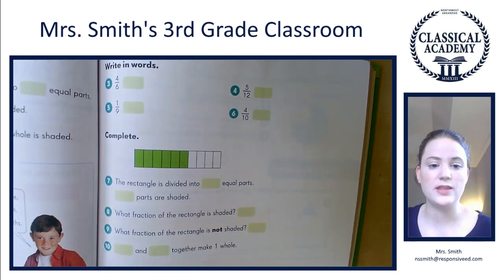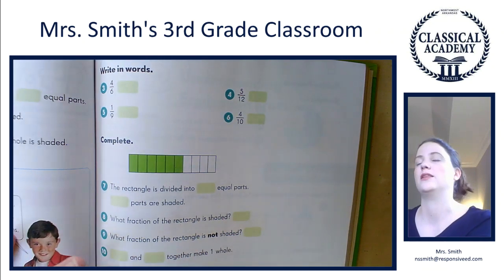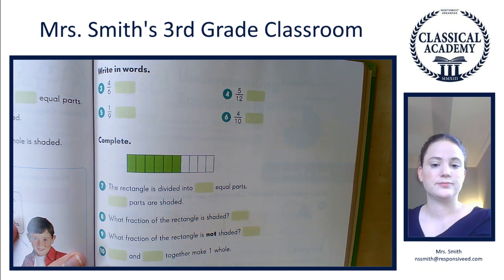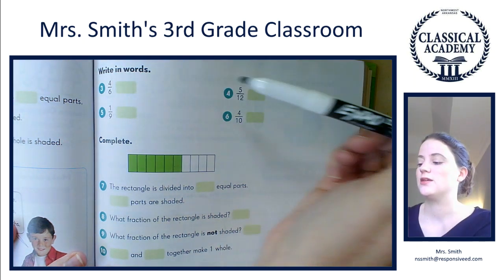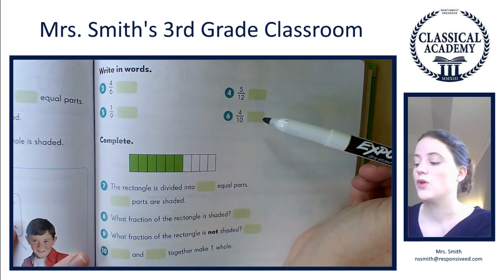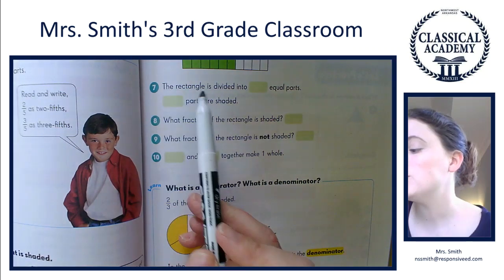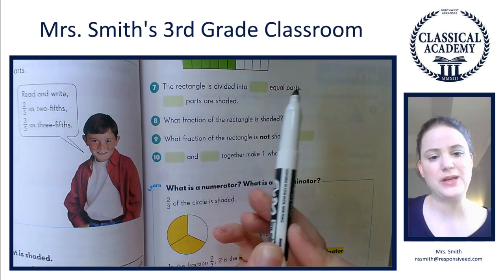Number 3, it just asks you to write it in words. Say them yourself, and then let's do it together. Pause it and say each of these yourself, and then let's do it together. You should be back. 4/6, 5/12, 1/9, 4/10.